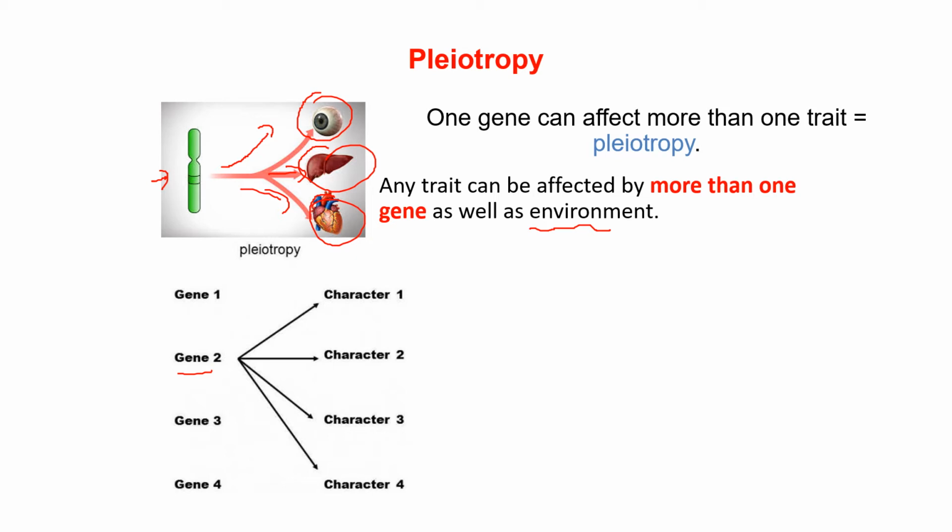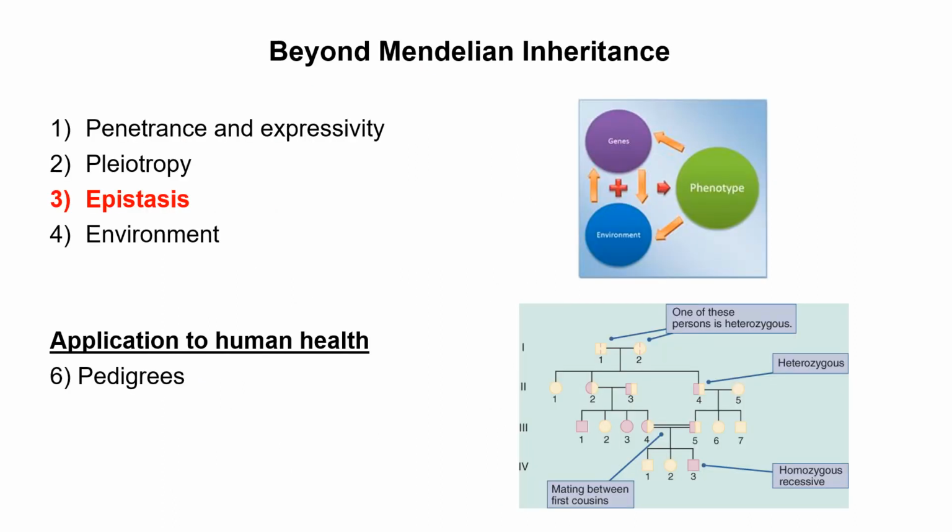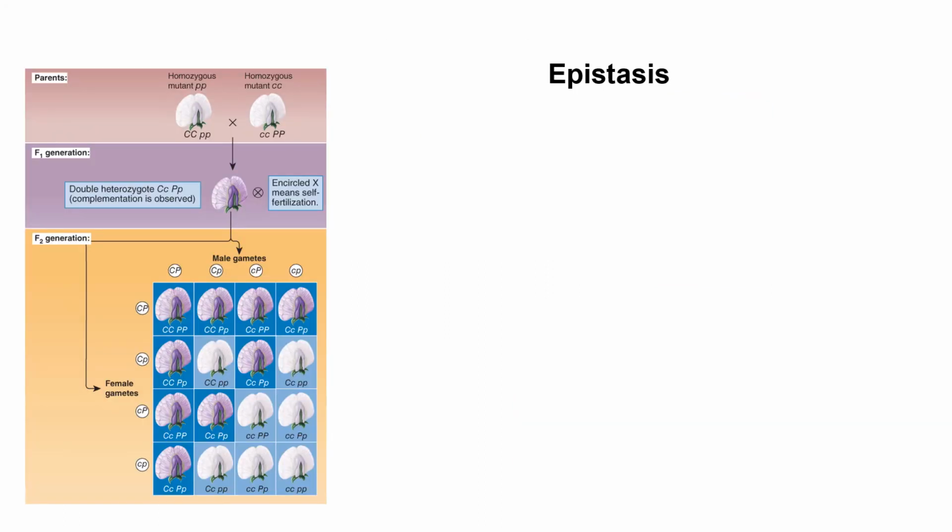So now that you remember this, that you learned what is pleiotropy, now we're going to talk about the opposite, that is epistasis. Epistasis is when you have multiple genes interacting to form one single character. Okay, so let's talk about epistasis. So now we covered these two topics, and now you know more or less what is epistasis, and I'm going to show you more examples.